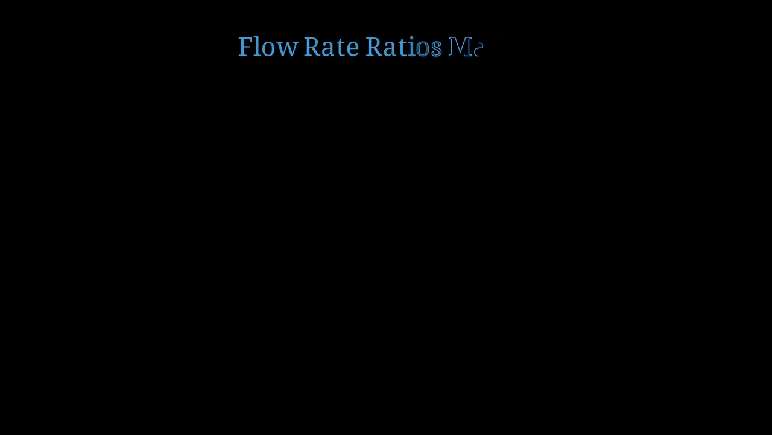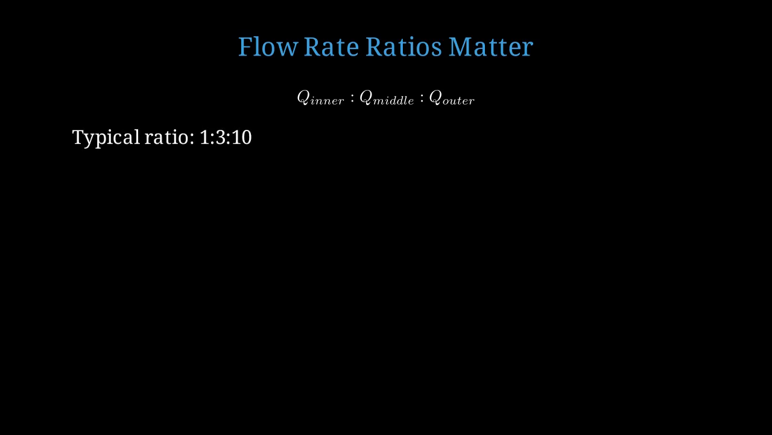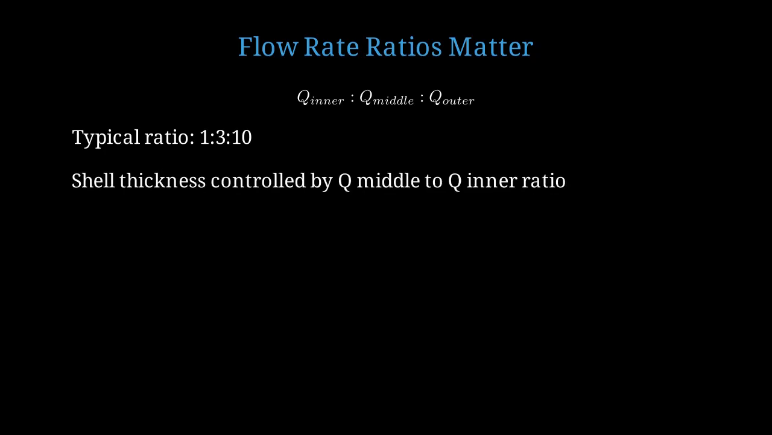The key to success is controlling flow rate ratios. Let me explain. We define flow rates as Q inner for the core, Q middle for the shell, and Q outer for the continuous phase. A typical ratio might be 1 to 3 to 10. For example, if Q inner is 100 microliters per hour, Q middle is 300 and Q outer is 1000. The shell thickness is primarily controlled by the ratio of Q middle to Q inner. Higher Q middle gives thicker shells, providing better protection.